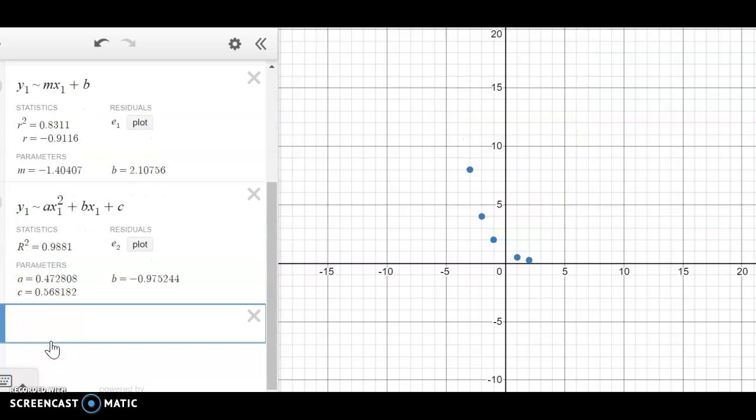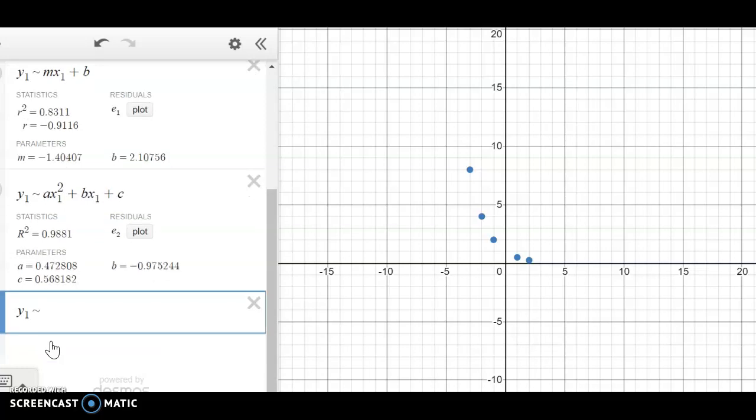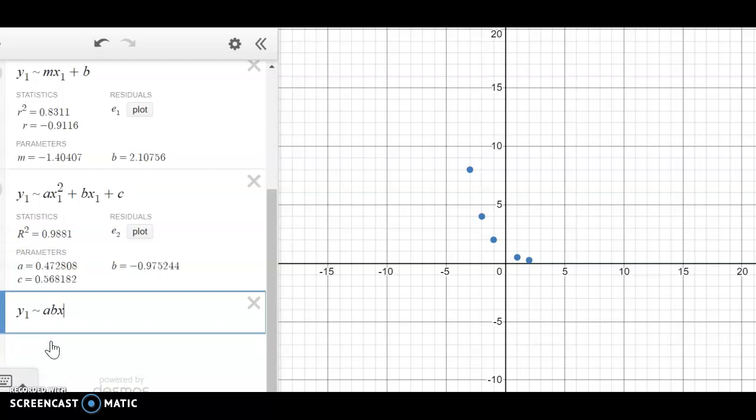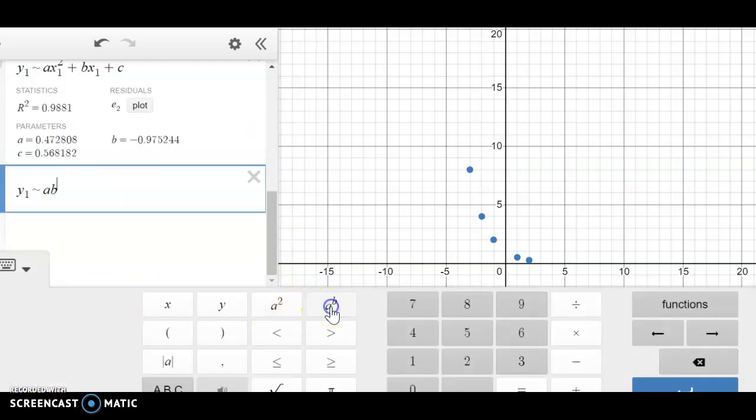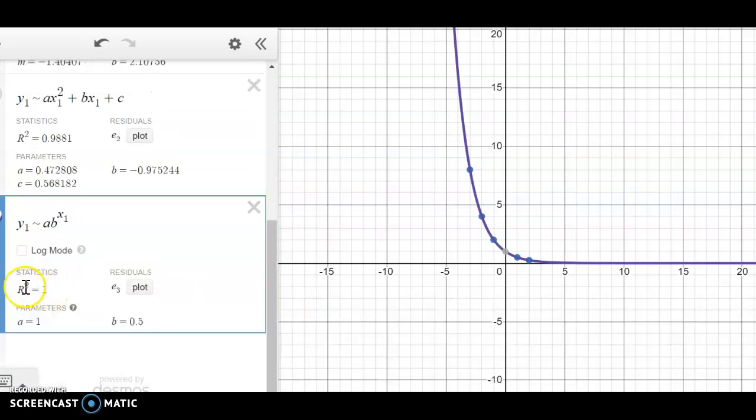And then I'm going to do exponential, y1 tilde a b to the x, and I need a 1. And I'm going to come down here, and my r is exactly 1. And so my equation is a perfect regression, and it would be y equals 1/2 to the x.